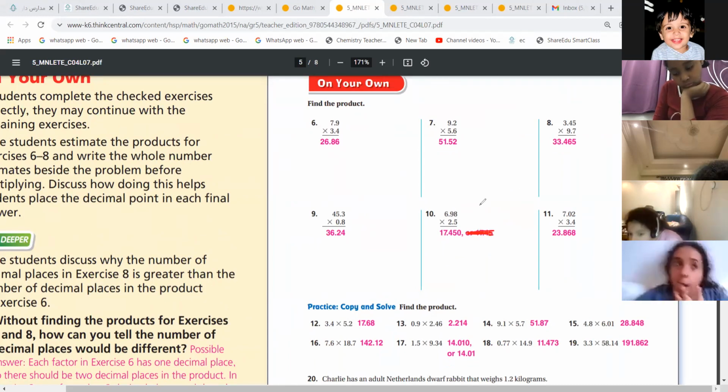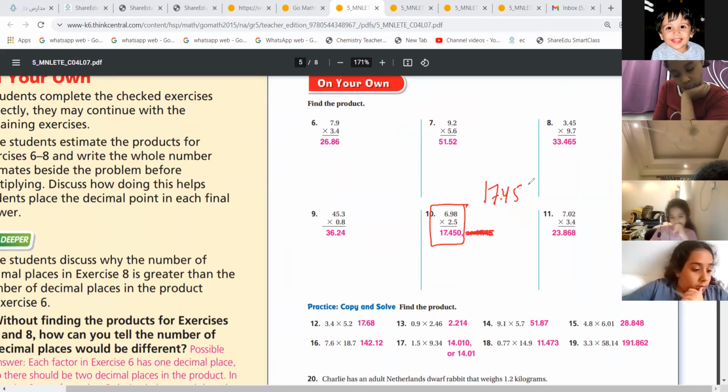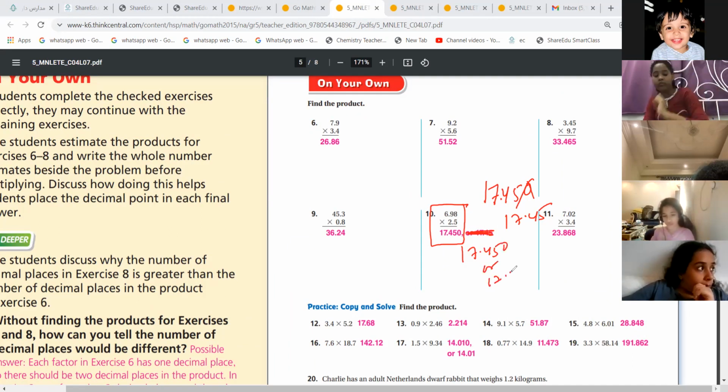Leon, forget about this. Just at least this you do correctly, I will give you a mark. You will see the option like this. It will be written or like that, meaning the zero at the end, dear Leon. Zero at the end doesn't matter even if you write, even if you don't write. Not in the beginning, at the end. If there is a decimal point and you see zero at the end, that doesn't matter. You can either write 17.450 or 17.45. Both are same.